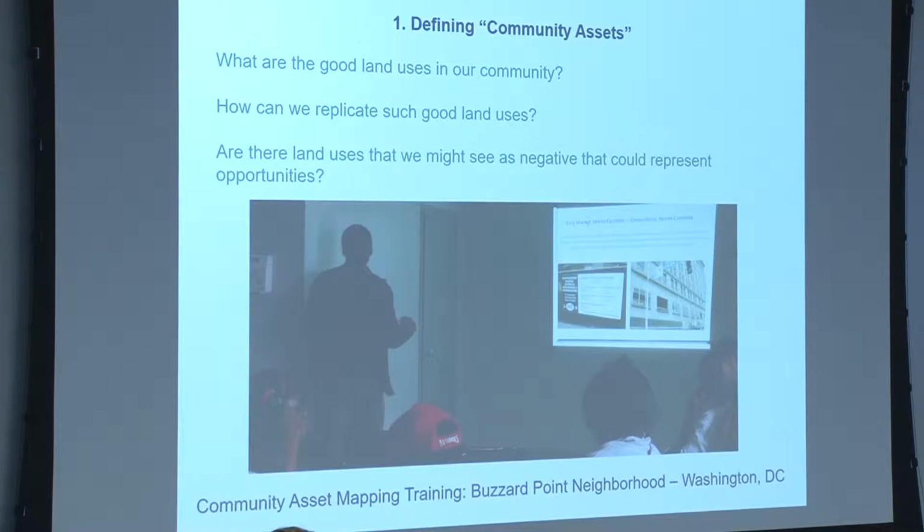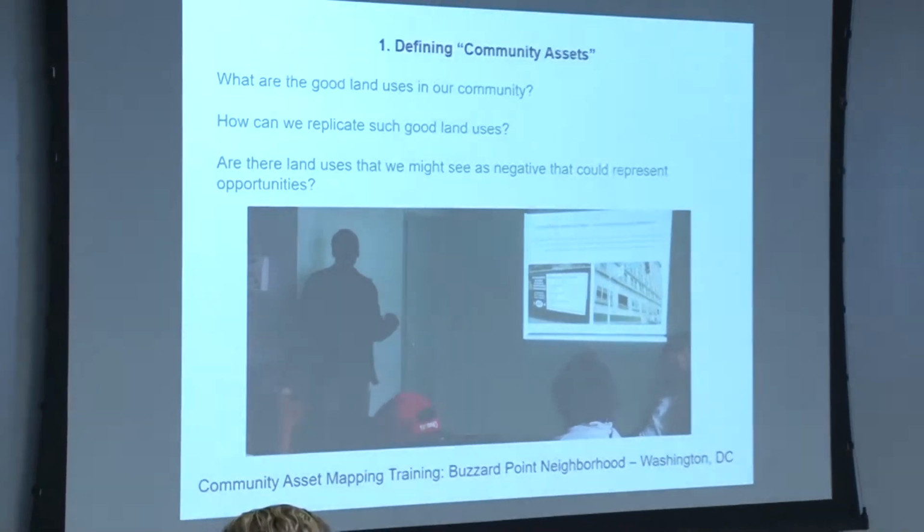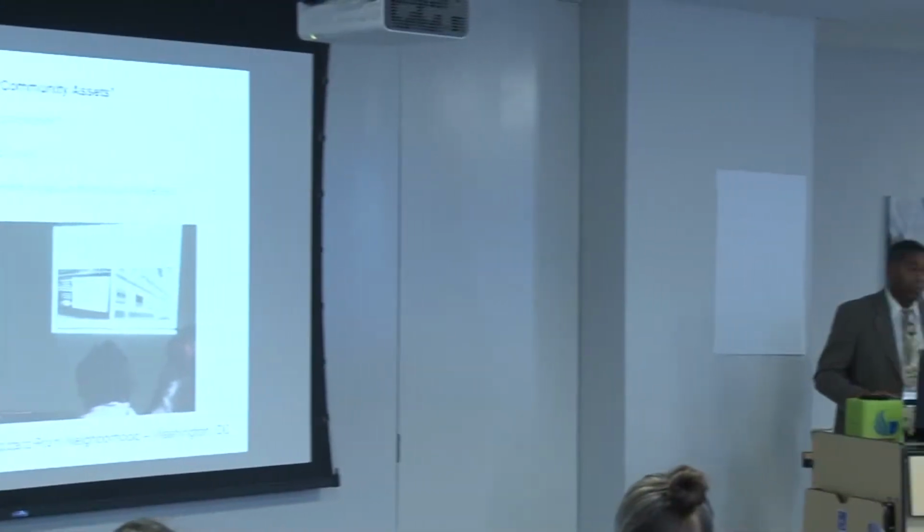community? How can we replicate them? And in some cases, we have to convince people in these communities, hey, maybe there's something that you think of as being negative that could be positive. So this is in Washington, D.C., in the Buzzard Point neighborhood, a community that's being challenged by gentrification, air pollution, and other things. But we can find ways to make lemonade out of lemons.